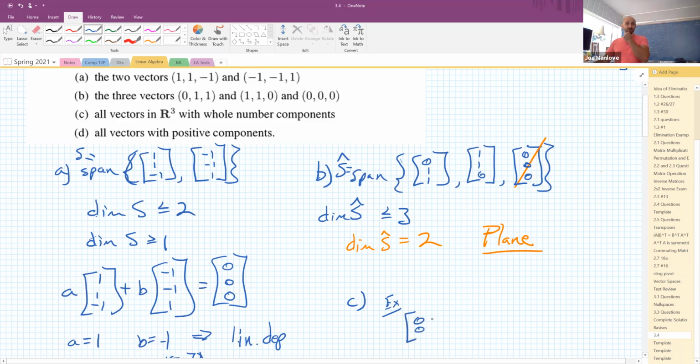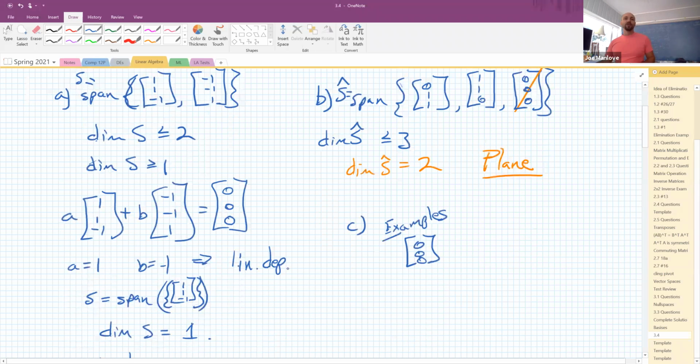Here, I'll list you the first one. 0 is a whole number, so 0, 0 is in here. I think it needs to be a 3 by 3. Oh, fair. Good point. There's supposed to be 3 vectors. Right, the vectors in R3 with whole number components. So that's certainly in there. Let's see. How about this one? 3, 2, 1? Are 3, 2, and 1 all whole numbers?